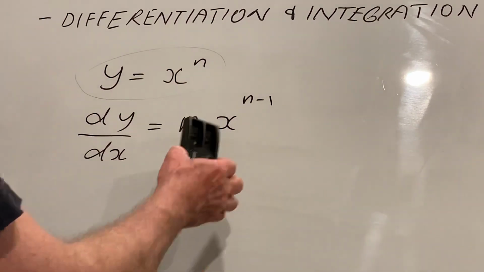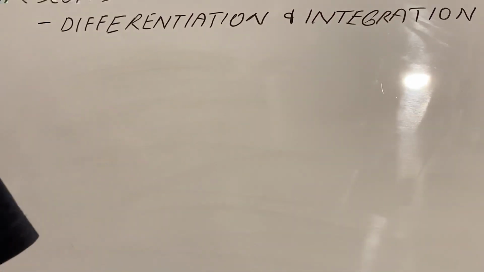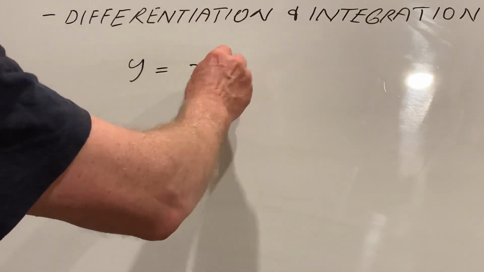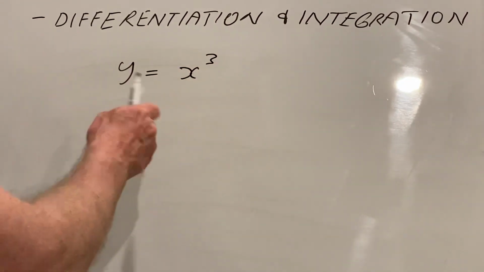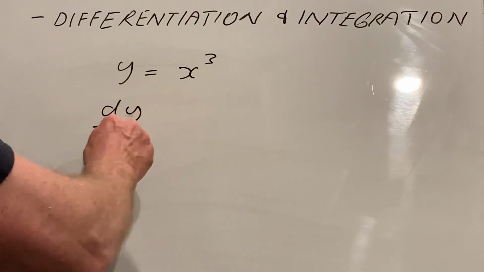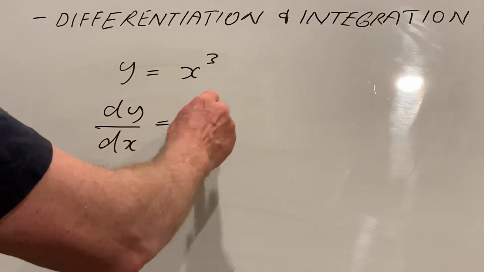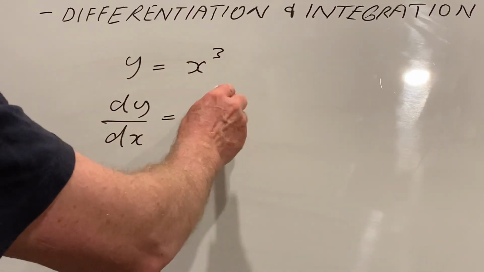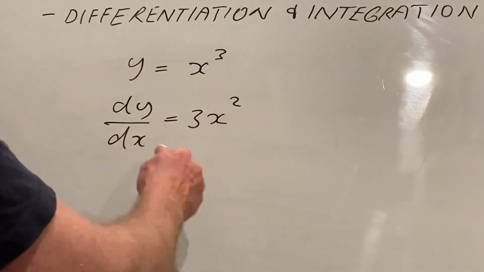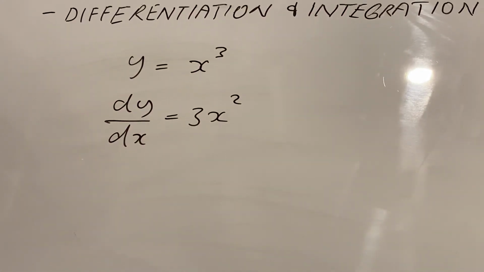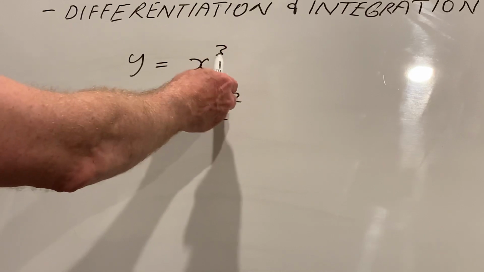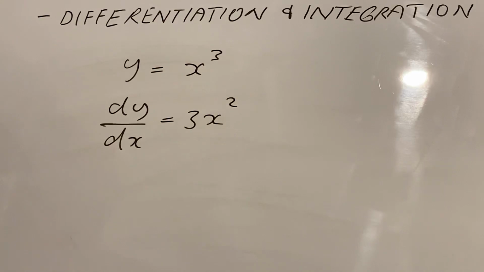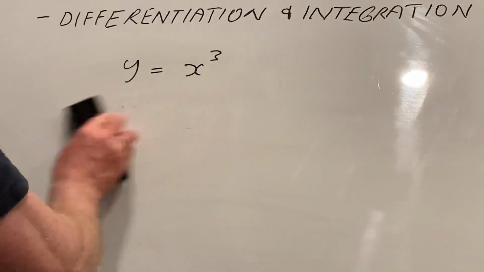Sometimes it's easier with real numbers. Let me show you again. y equals x cubed. So the differential, dy/dx, equals 3, bring the 3 down, 3x to the 3 minus 1, which is 2. So it equals 3x squared. So the exponent comes down the front, and then 1 is taken off the exponent. It's as simple as that. Let me show you another one.